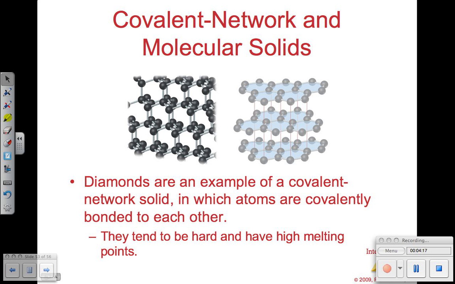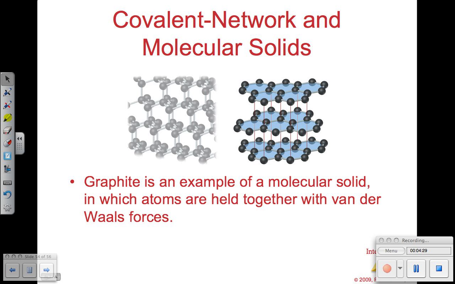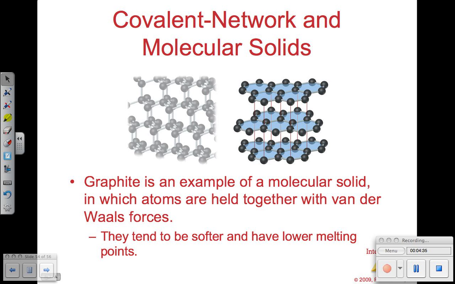They have a really high melting point because all of the carbon atoms are bonded to one another. Now switch over to the image on the right, which is a three-dimensional image of graphite. And graphite, which is made out of carbon just the same as a diamond, is the stuff that's in your pencil.